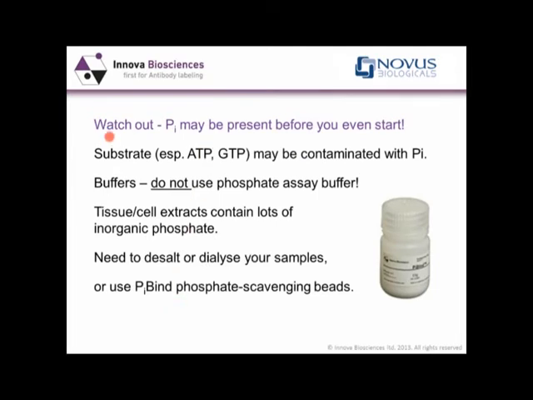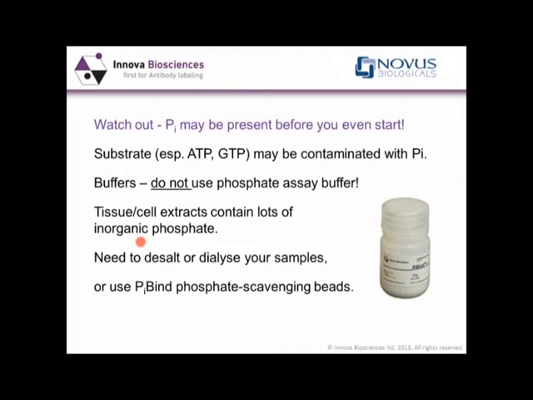Another thing to watch out for, you may have PI in your system before you even start your assay. The substrate, especially if you've got ATP or GTP, may be contaminated with PI. So you need high quality reagents. Fairly obvious statement here, I think, but don't use phosphate assay buffer. Obviously, you're going to get a severe aggregation if you do that.